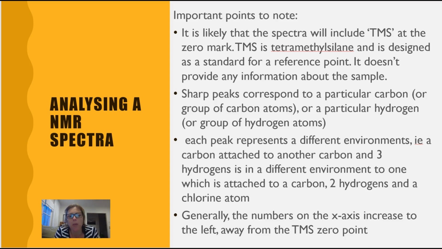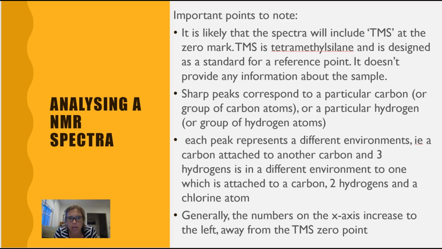So on our NMR, we are going to see sharp peaks, and those peaks are going to correspond to either a particular carbon or a particular hydrogen, depending on which spectrum we are looking at. And each peak is going to represent those different unique environments that we have. So if we have two unique hydrogen environments, we will see two peaks on our spectra.